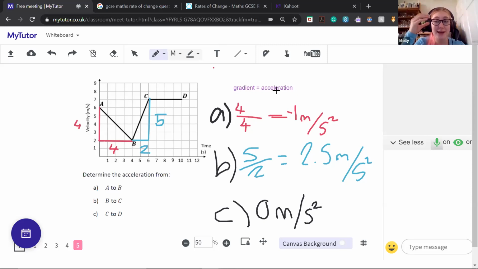So really bear in mind what that means, because if the question says how fast, say it's a car, how fast is this car going at the 8-second mark, you might be tempted to say 0 because it's on a flat line, but actually it's going at 7 meters per second. It's just doing 7 meters every second. It's constant. It's not increasing at all.